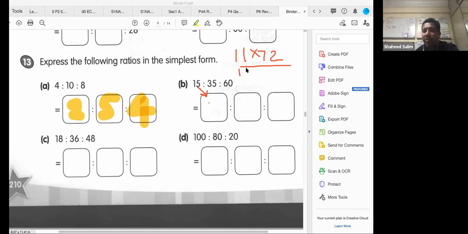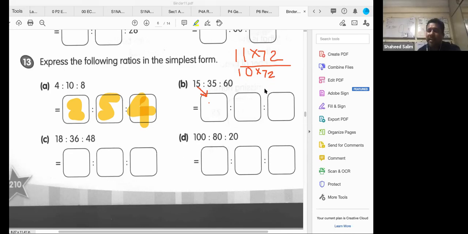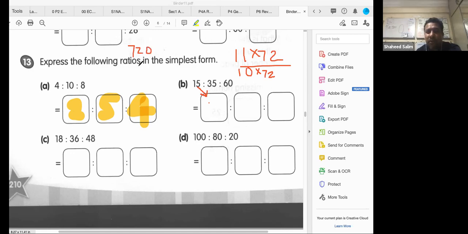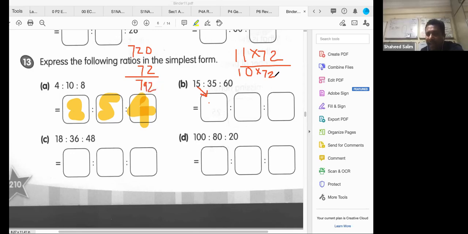You take 10 times 72. What's the answer? 10 times 72 is 720. Then add another 72. That means it will be 792. So what you do is you times by 10 first, then add another number. So we try another one.